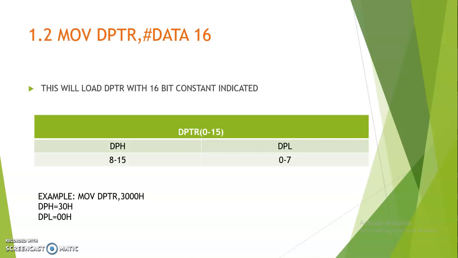Okay, that's it. So this was about the first instruction, that is nothing but the MOV instruction, the first instruction of the data transfer group. Now we will see the second instruction, which is again a data transfer group instruction, and the instruction is called MOV DPTR, #data, where the data is a 16-bit constant. What will this instruction do? This will load the data pointer with a 16-bit constant. You must be knowing what DPTR is, that is the data pointer register, which is of 16 bits, 0 to 15, in total 16 bits.